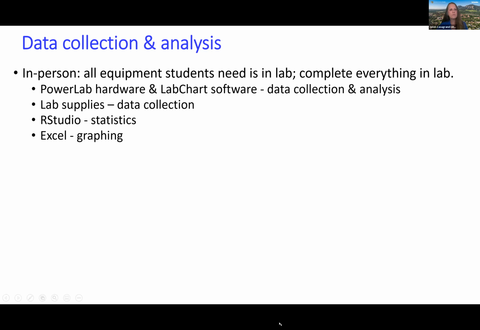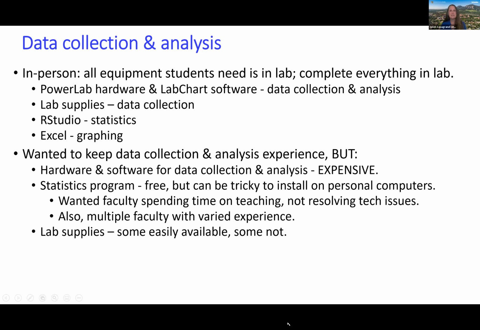We wanted to keep the data collection analysis experience, but as I previously mentioned, the hardware and software for data collection and analysis is expensive, way too expensive for at-home use. The statistics program, while free, can be tricky to install on personal computers. And we wanted faculty spending their time on teaching, not resolving tech issues. And another consideration is that there would be multiple faculty teaching the course who had varied experiences with the statistical program and may or may not be able to help students with any tech issues they might have.